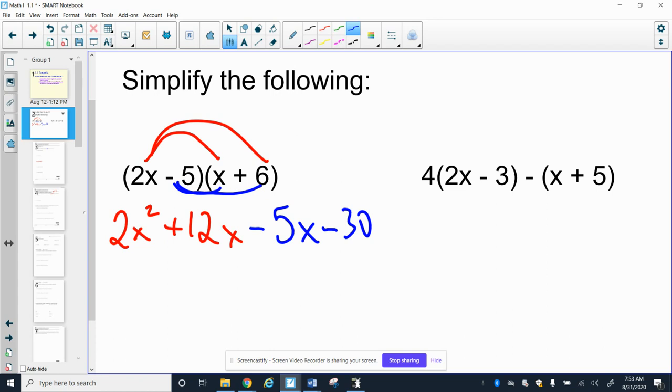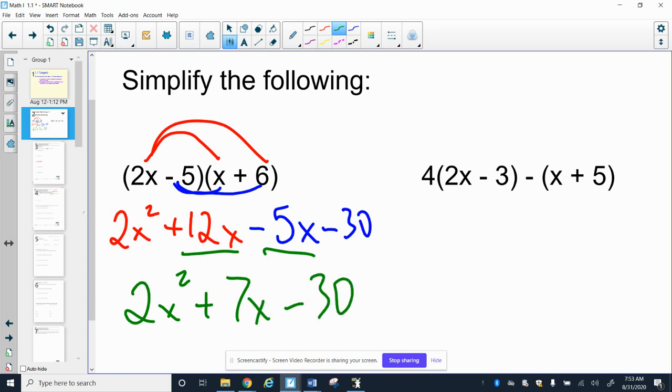We're not done though, because we're trying to fully simplify. Now our job is to find any like terms and put them together. Well, 2x squared doesn't have any like terms, but we do see this 12x and this minus 5x, which are like terms. So fully simplified, we'd still have the 2x squared in front, and 12x minus 5x is 7x, and we still have the minus 30 at the end. That's fully simplified. We also call this standard form, where the biggest exponent comes first, working down to just a constant at the end. So that's a review of what we did just yesterday on Monday.